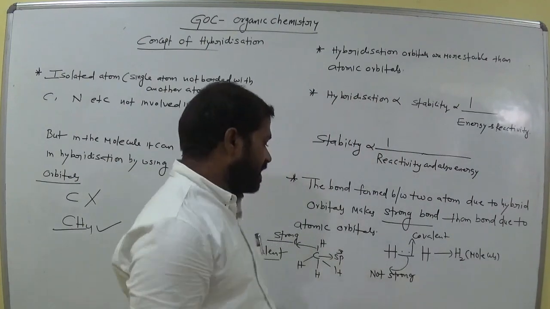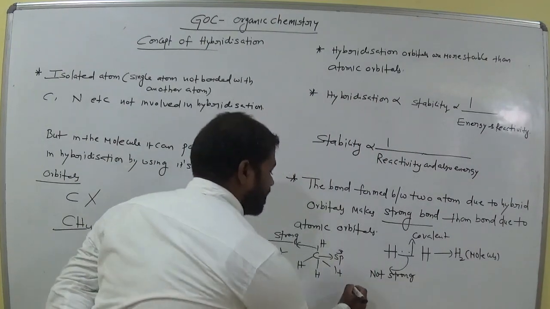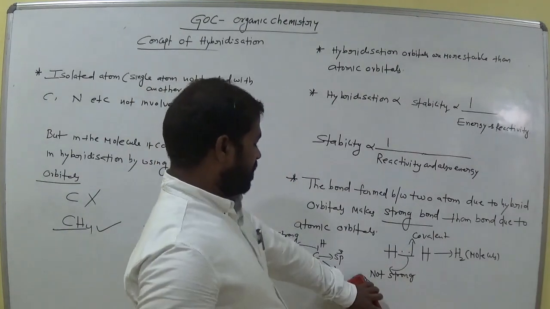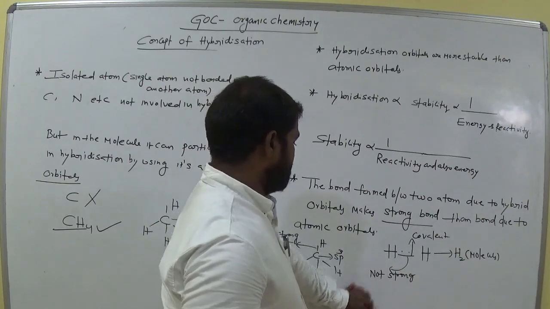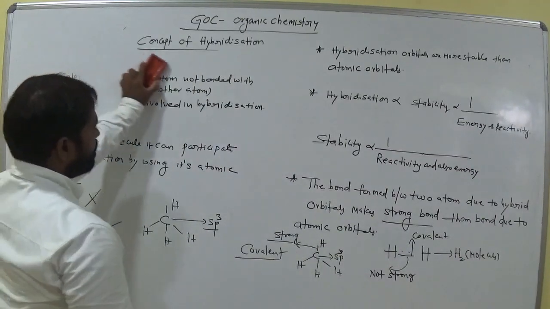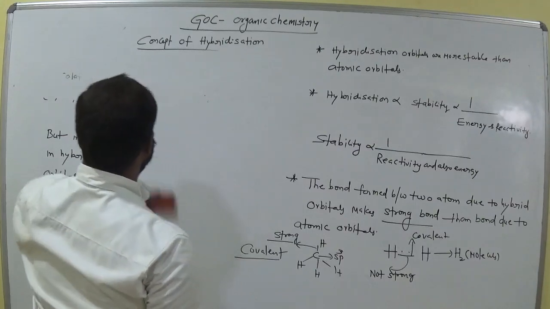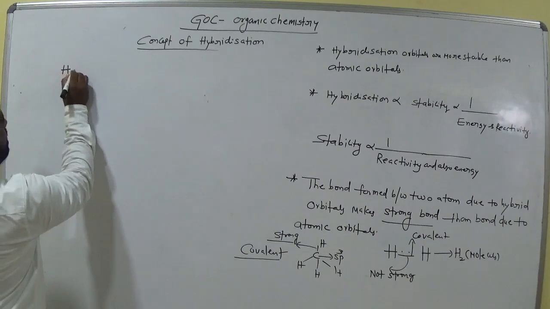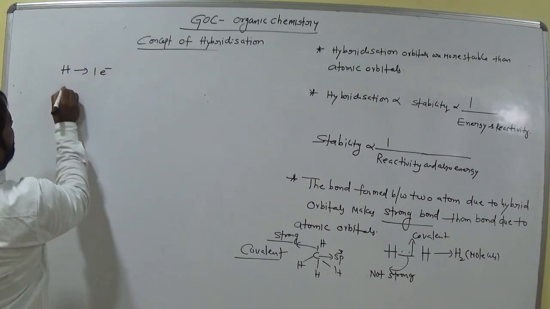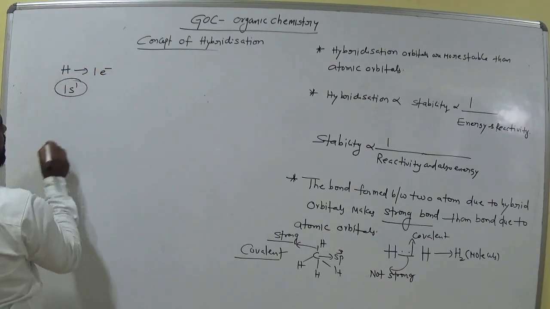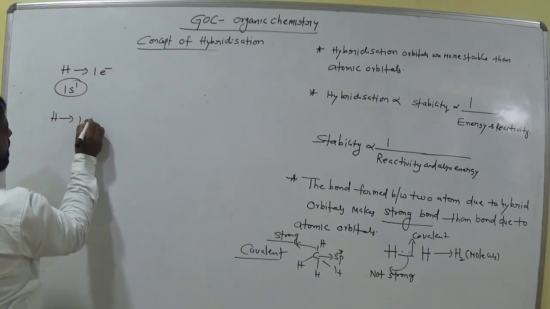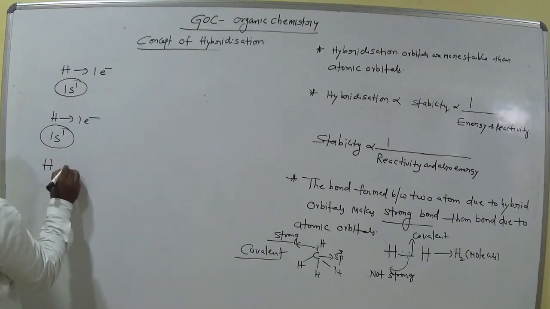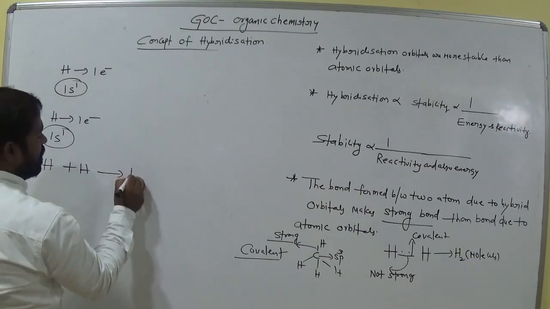But here only the s orbital is involved. Hydrogen, what is the electronic configuration? 1s1. Am I right? Hydrogen has one electron, right? 1s1 is the electronic configuration. The second hydrogen also has one electron, with electronic configuration 1s1. Now the bond between hydrogen and hydrogen gives H2.